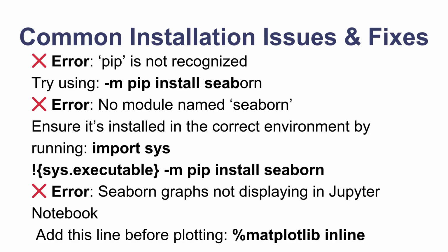Now let us see how to deal with some common installation issues. If you get an error that pip is not recognized, then you can try using python -m pip install seaborn. Or if you get an error that there is no module named seaborn, then you need to ensure that it is installed in the correct environment by running import sys, then sys.executable -m pip install seaborn. And finally, if you're getting an error that Seaborn graphs are not displaying in Jupyter Notebook, then you can add this line before plotting: %matplotlib inline.